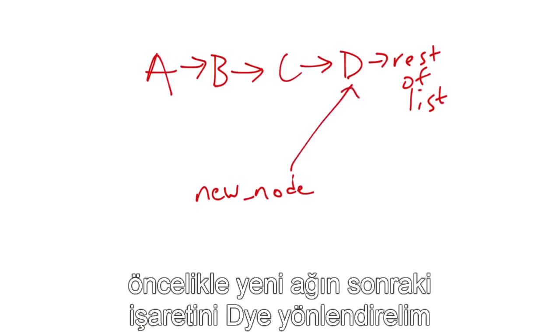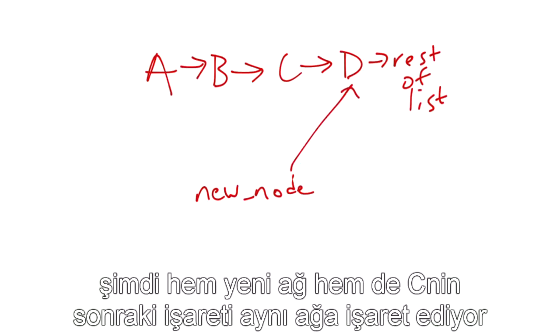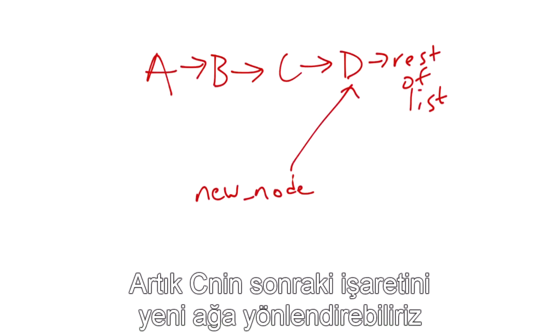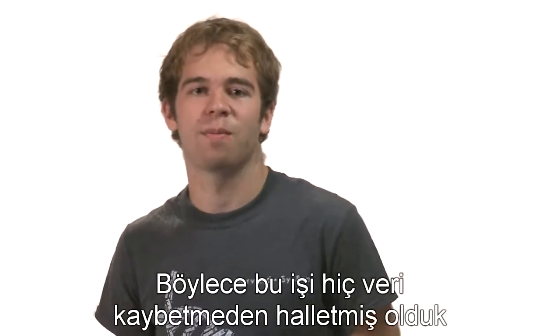So how do we do this right? First, point the new node's next pointer at D. Now both the new node's and C's next pointers are pointing to the same node, D, but that's fine. Now we can point C's next pointer at the new node. So we've done this without losing any data.